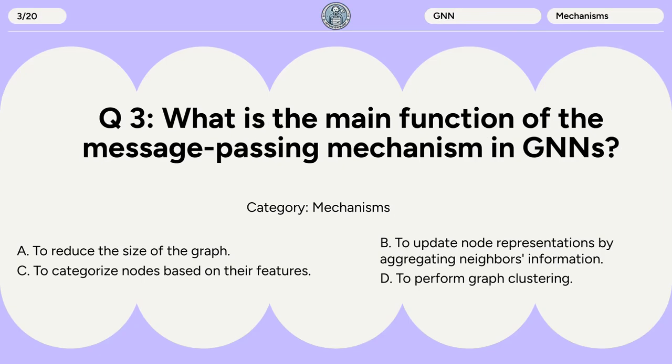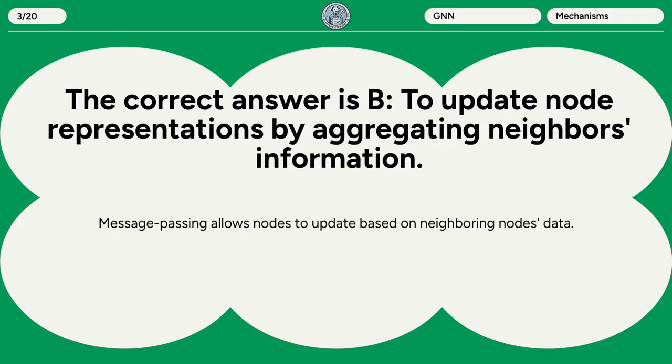Question 3. What is the main function of the message passing mechanism in GNNs? A. To reduce the size of the graph. B. To update node representations by aggregating neighbors' information. C. To categorize nodes based on their features. D. To perform graph clustering. The correct answer is B. To update node representations by aggregating neighbors' information. Message passing allows nodes to update based on neighboring nodes' data.